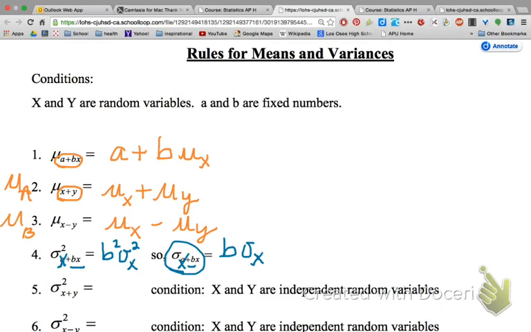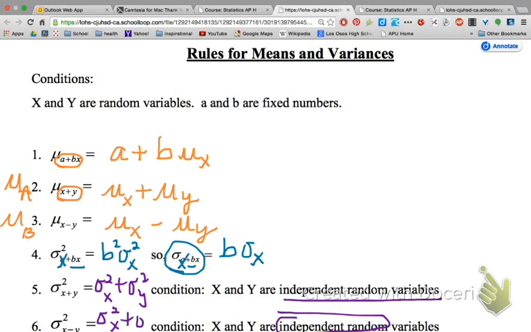And if I'm adding independent random variables, and this is important, that if they're independent, then I can simply add their variances. And that's what we're doing again on page 2. And same thing, if they're independent and I'm subtracting, the subtraction still adds.